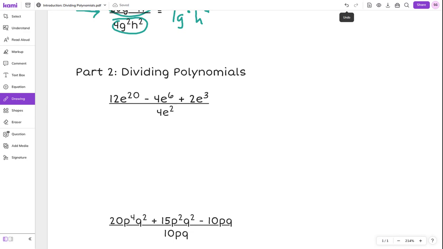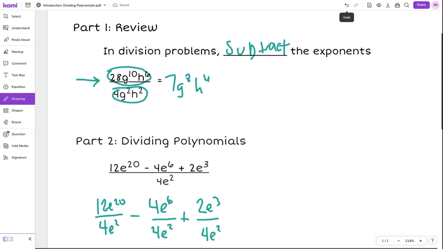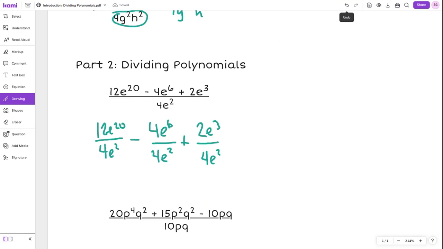So one way you can think of this problem is that we need to divide 12e to the 20th power divided by 4e squared. And then we also need to divide 4e to the 6th power by 4e squared. And then we also need to divide 2e cubed by 4e squared. And it helps some students to write those 3 division problems just so you can see what you need to do. Now that I see my 3 division problems, it's the same thing we did up here at the top. We can divide one part at a time.